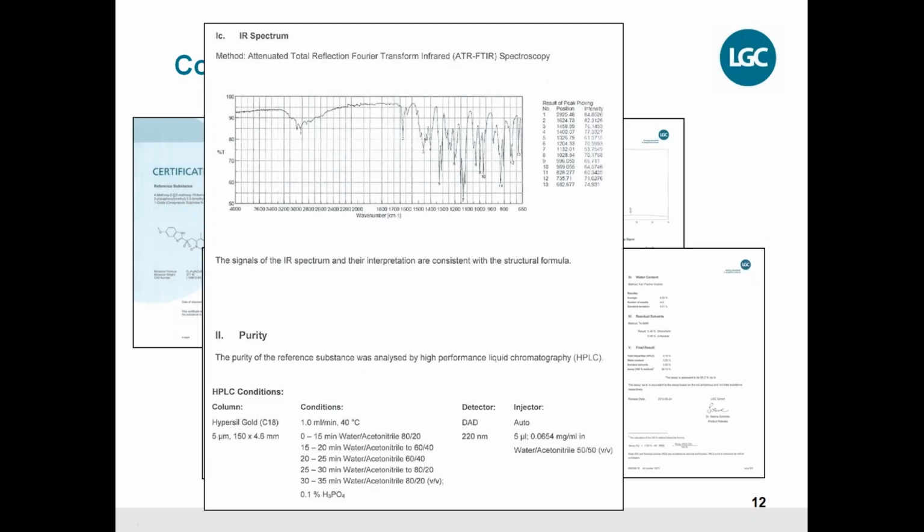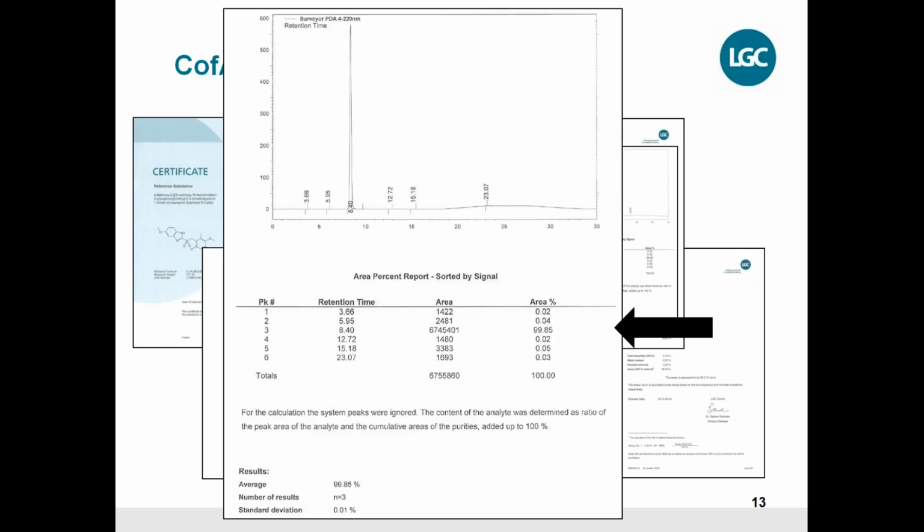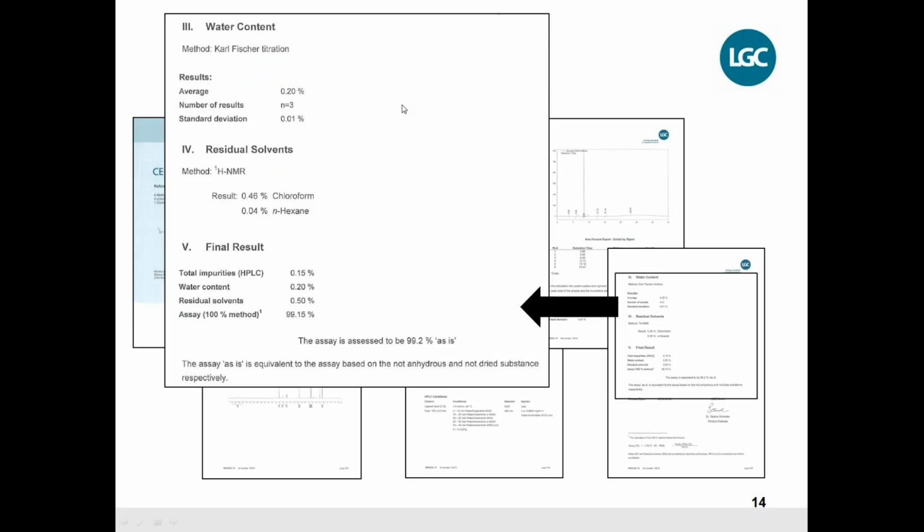Then starts the purity section on the certificate. We use HPLC as much as possible rather than GC, because most of the materials are, of course, not going through a GC column very easily. So HPLC is the approach that we normally use. You have seen the chromatographic conditions on the slide before. Here you see now the chromatogram itself with a percentage report and the average purity result that will later be used in the 100% method formula calculation. And then on the last page, you see the results for water content and for residue solvents.